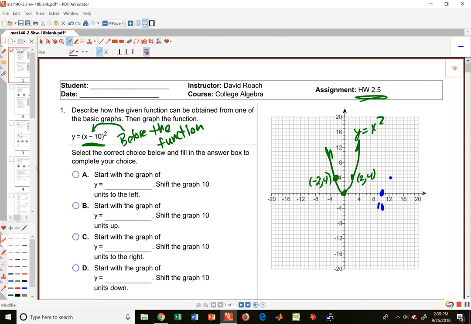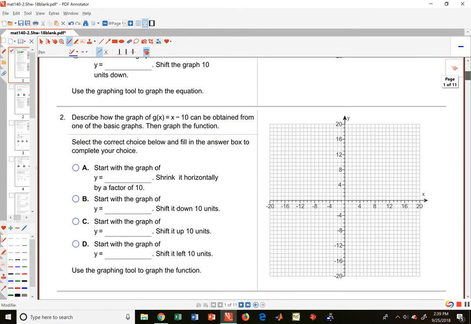So 2, 4 becomes 12, 4 and so forth. 8, 4, and so the graph comes up like so. So this is x minus 10 squared. So you start with the graph of x squared and you shift the graph 10 units right. That would be this one, 10 units right. Anyway, so that's problem number 1.